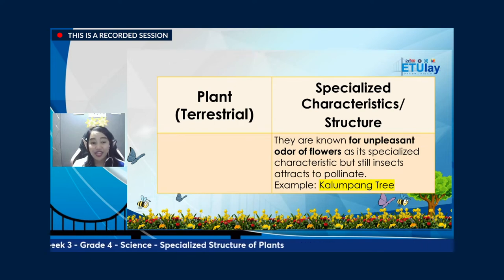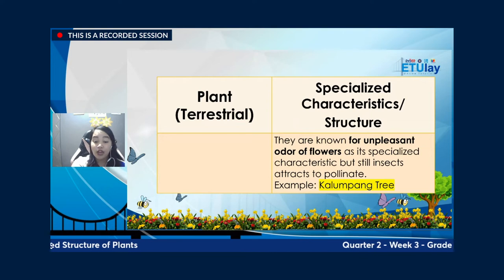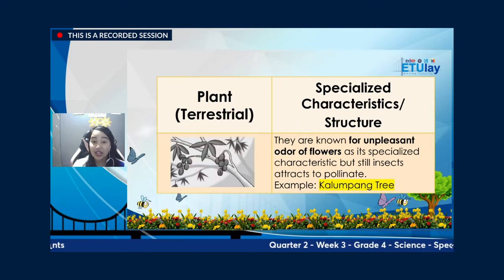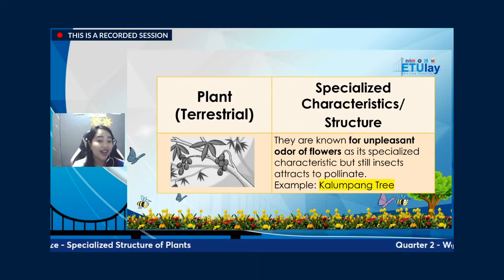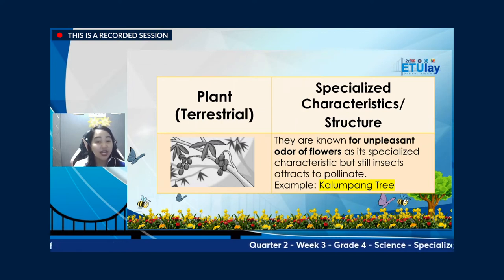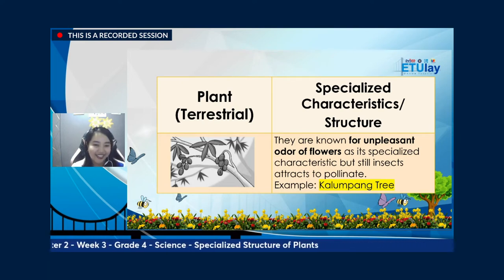Next, we have here, they are known for the unpleasant odor of flowers. Example of that is the kalumpang tree. Kung yung kanina nating example, which is the durian, na medyo hindi kagandahan ang amoy ng prutas niya, ito namang kalumpang tree, ang may hindi kagandahang amoy ay ang kanyang bulaklak. Ito ang kanyang specialized characteristic. But still, insects are attracted to pollinate this kalumpang tree. Alright? Let's proceed.